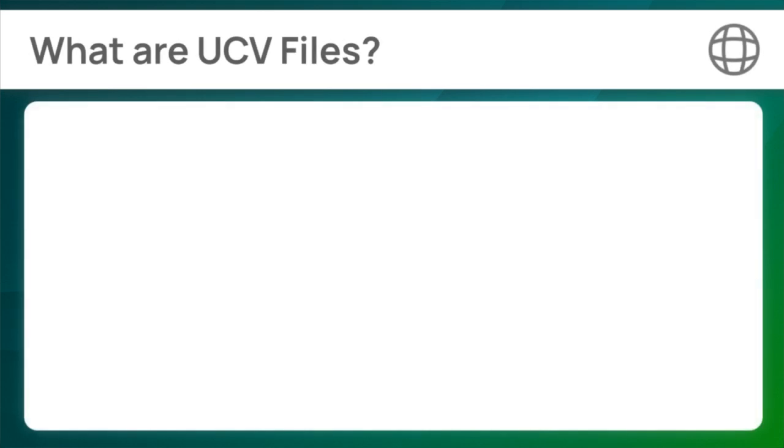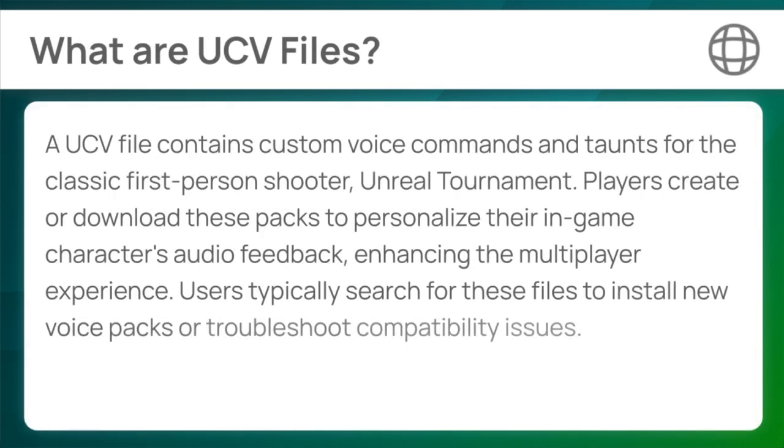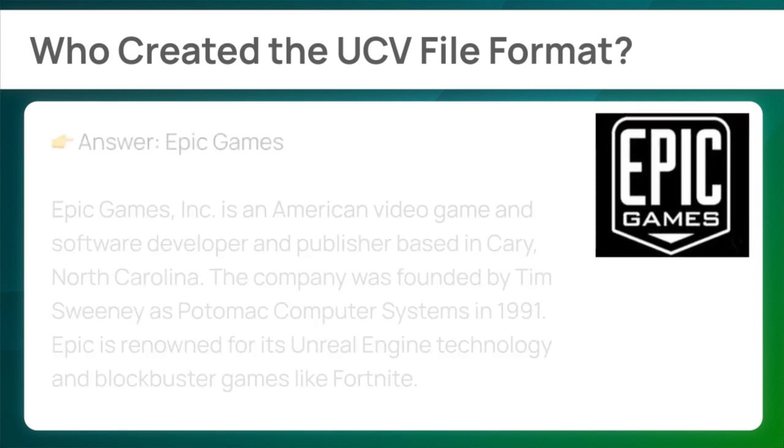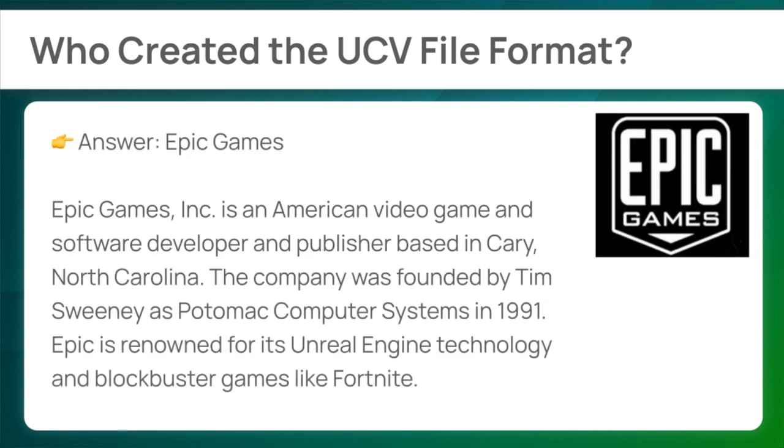A UCV file contains custom voice commands and taunts for the classic first-person shooter, Unreal Tournament. Players create or download these packs to personalize their in-game character's audio feedback, enhancing the multiplayer experience. Users typically search for these files to install new voice packs or troubleshoot compatibility issues.